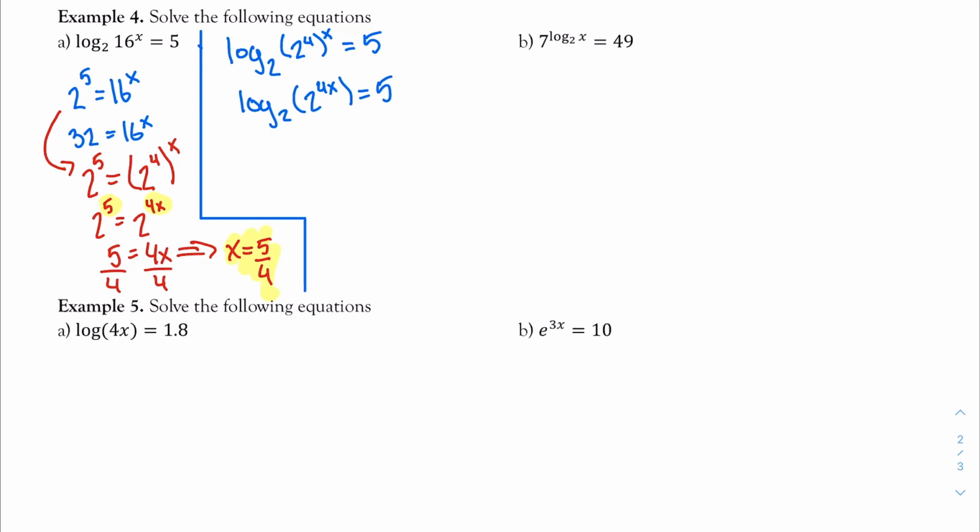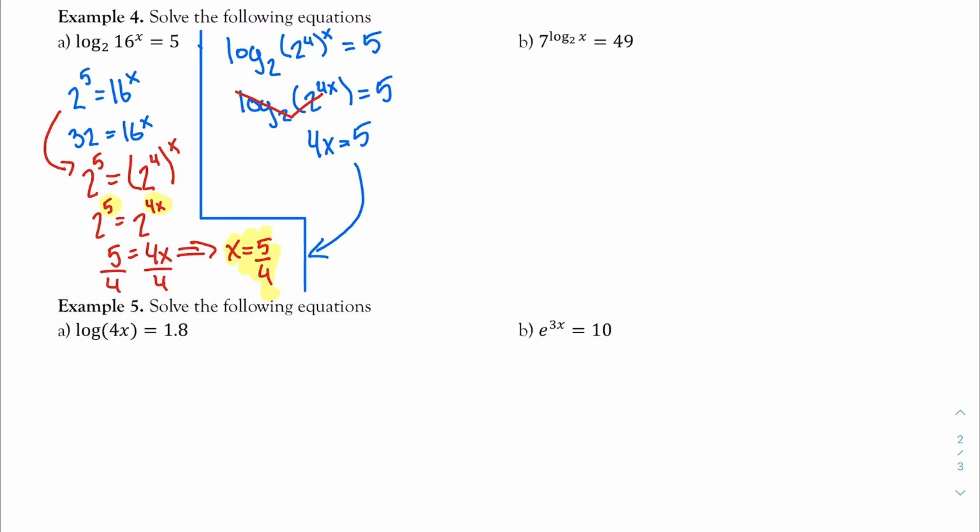Well, if I use my properties of the logarithm, I notice here my bases match each other. I have log base 2 and 2 to the 4x. Using this, I can go ahead and cancel, giving me 4x is equal to 5, which will lead me back to my previous solution. So we have two ways in which we can solve this problem. Now let's look at part B.